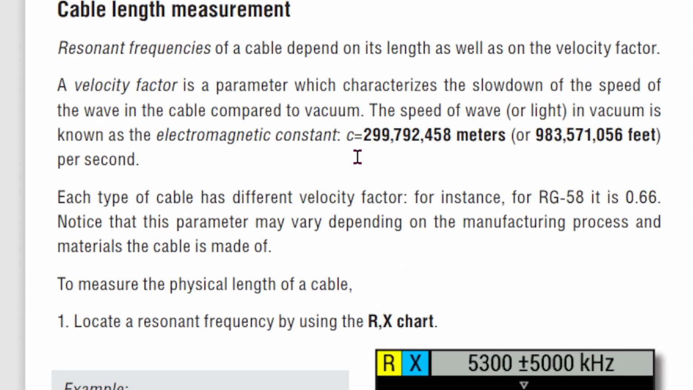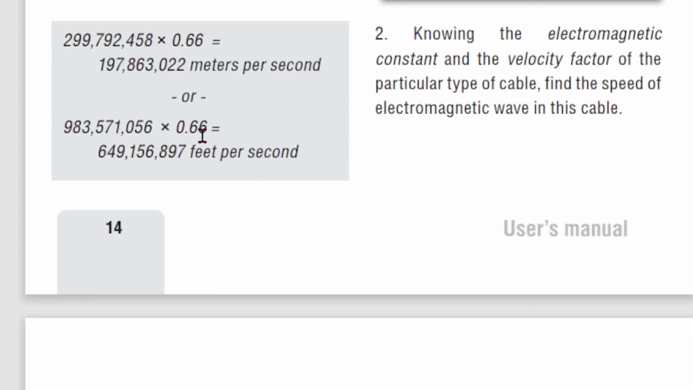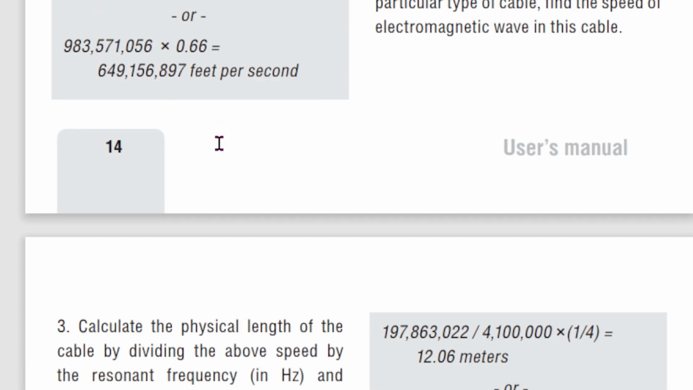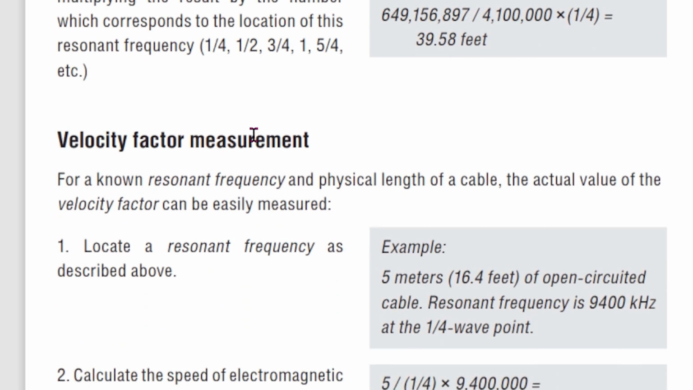So what it says is the speed in a vacuum is 983 million feet per second. All right, so if we take that number and we multiply it by the velocity factor, we get another number. And if we take that number and we divide it by the lowest resonant frequency, and then we take that number and multiply by a quarter, or divide it by four, however you want to figure it out.